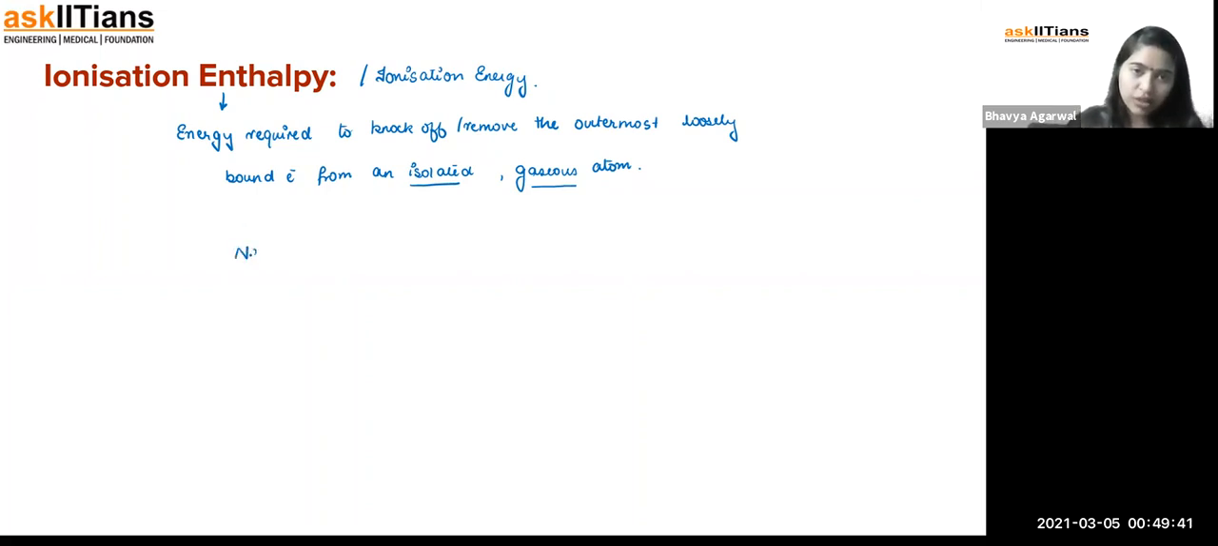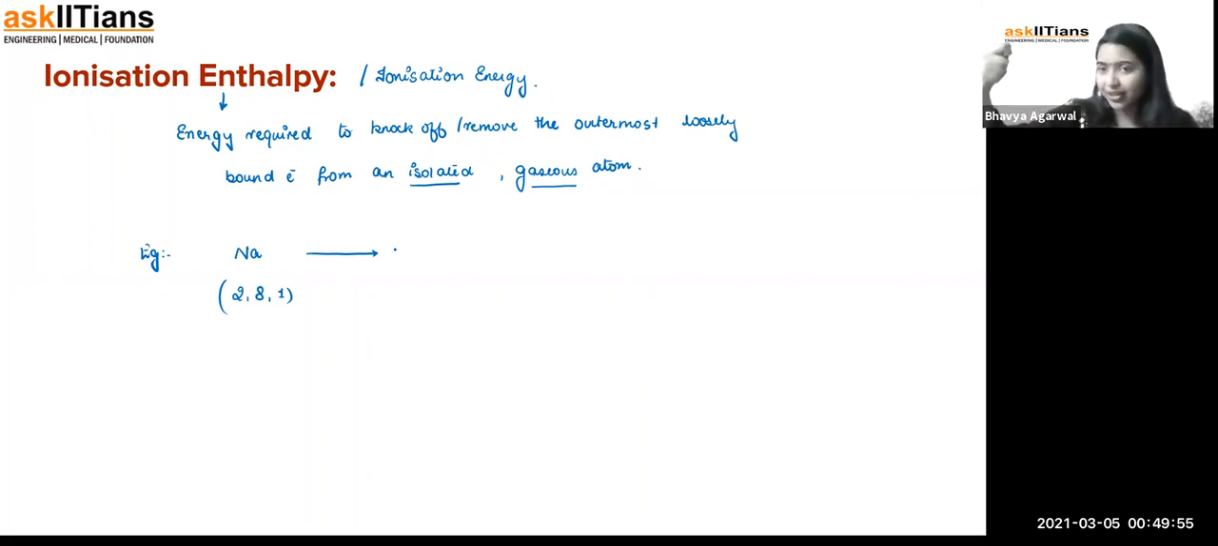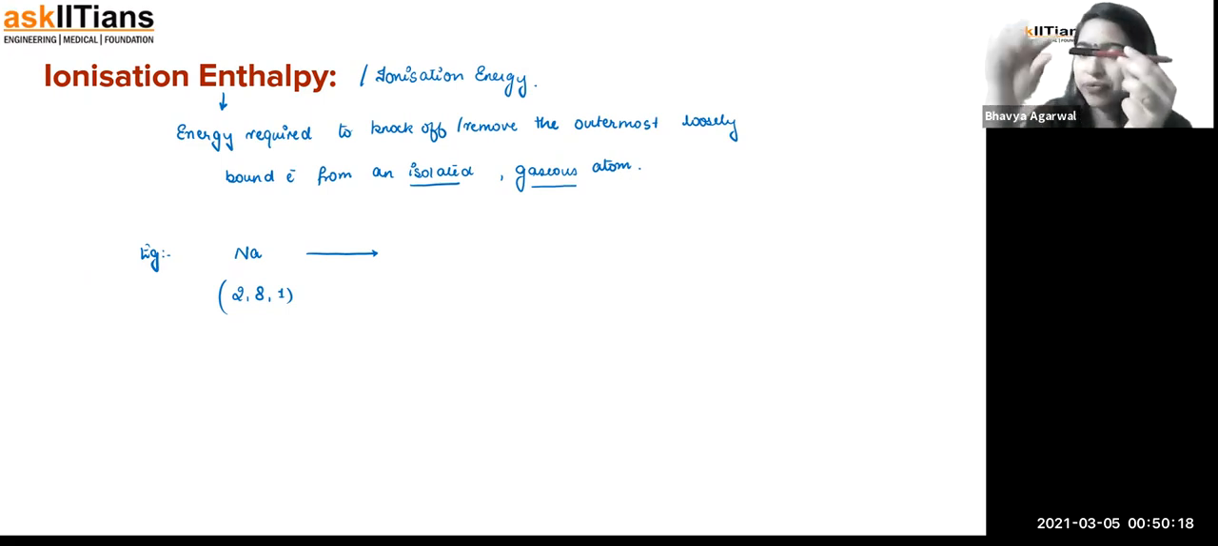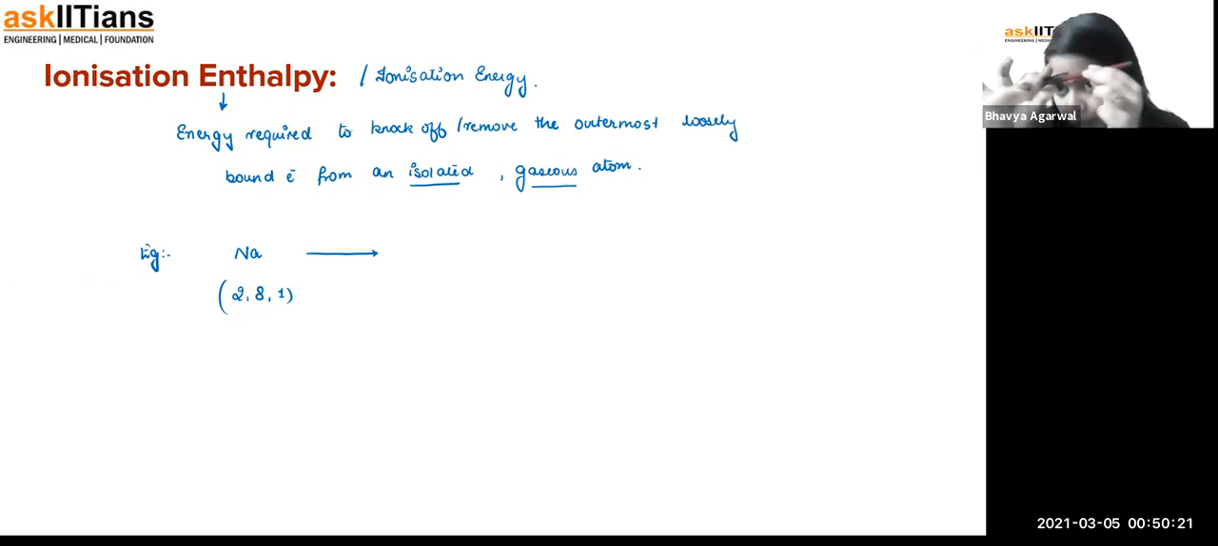So for instance, I'm talking about sodium. Sodium has an electronic configuration of 2, 8, 1. It can lose an electron, but it won't lose it just like that. I have to snatch that electron, pull that electron out, to remove it. So in order to remove that electron, I have to give it some energy. Suppose this is your sodium atom, and this is the additional part. This is the cap. I have to remove it.